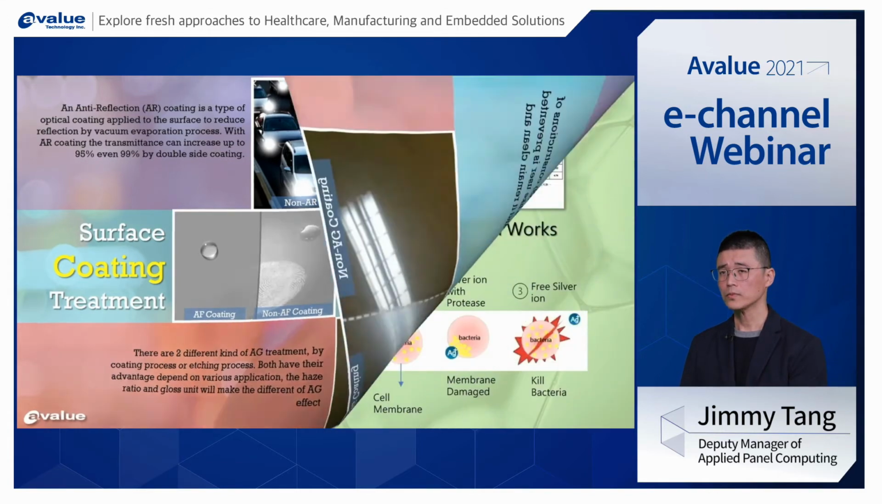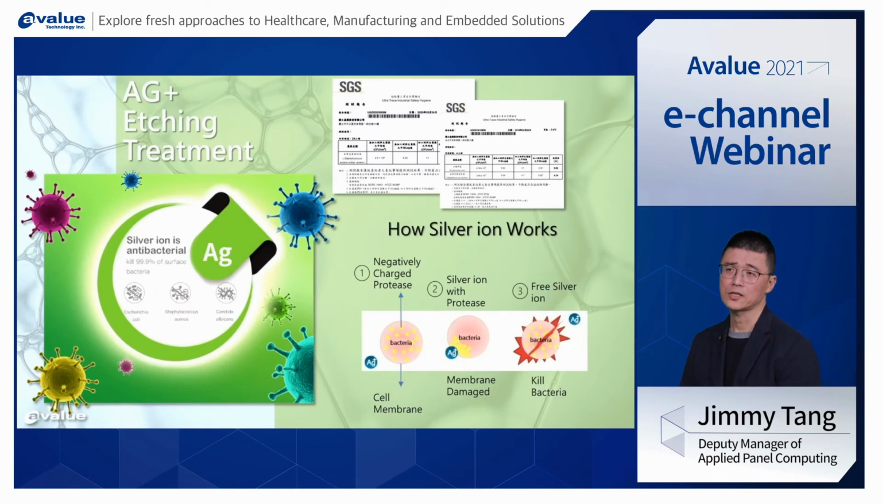During the pandemic period, COVID-19 was a pain for us. A lot of customers were asking for antibacterial treatments, so we already provide AG18 treatments for our touch. Customers can easily customize their touch with AG treatments to make the panel PC antibacterial.